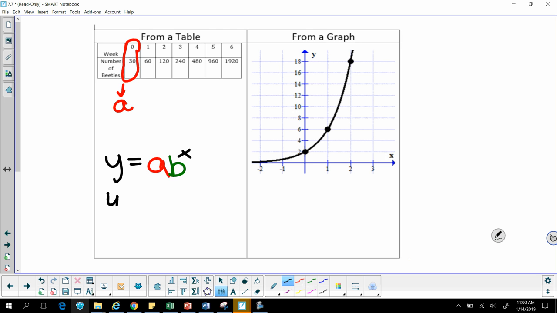And now I can fill in my a, which is going to be 30. My b is my growth or decay. So I need to figure out, looking right here, what's happening over and over again from 30 to 60 to 120. What are they doing each time? Not adding. Multiplying. They're multiplying by 2. So each time they're multiplying by 2, so my growth factor is just going to be 2. No adding to 1, subtracting from 1, that's only when they're talking about percentages. And then to the x.